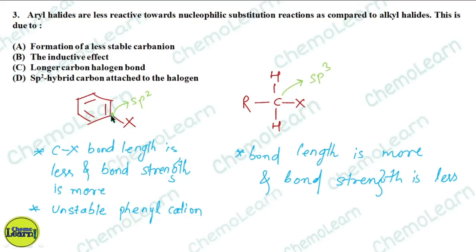That means this bond is getting stronger, cleavage of X is becoming more difficult. So, here bond strength is more and bond length is less. That is why here cleavage of X, that means nucleophilic substitution reaction, is difficult. So, you can say sp2 hybrid carbon attached to the halogen is responsible for difficult nucleophilic substitution reaction. And also, if you cleave this X atom you will get one phenyl cation, that is very unstable. So, it will not be favored and it will not show nucleophilic substitution reaction.